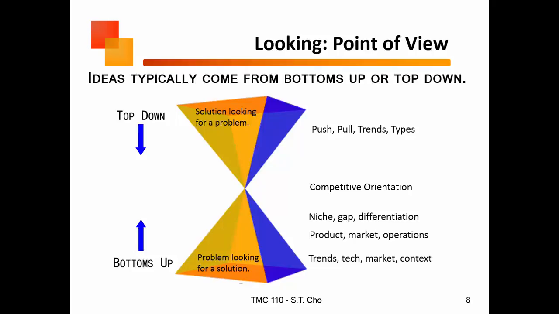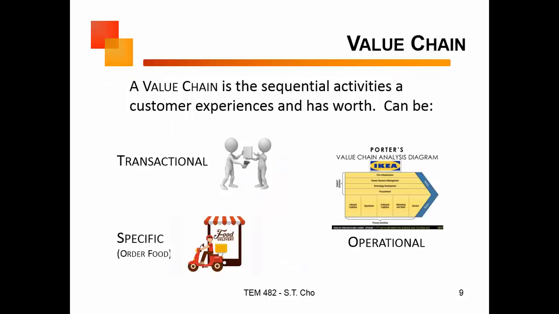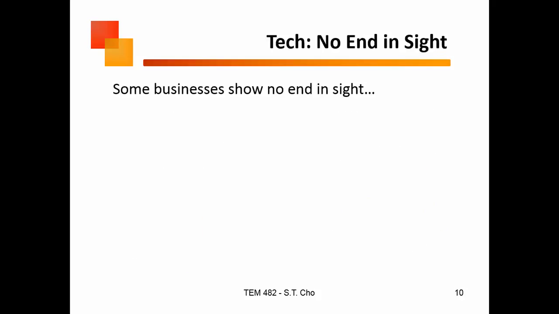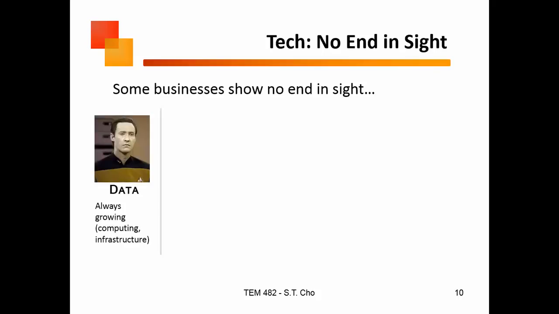And so typically solutions looking for a problem means I already have a technology and I think it's great, but I need to find out what that solution can apply to. Or what a lot of entrepreneurs do is look at the problems that are already out there. And so one way of doing that in terms of bottoms up is looking at the value chain, looking at what people specifically do. The thing is, there are some things in technology where there's just no end in sight, that there's always going to be opportunities.